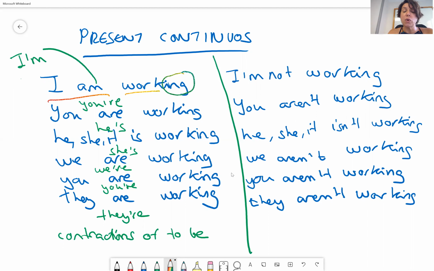We are working, or we're. You are working, or you're. They are working, or they're. So in green, you have contractions of the verb to be. So it would be a good idea if you could maybe copy this in your notebook.